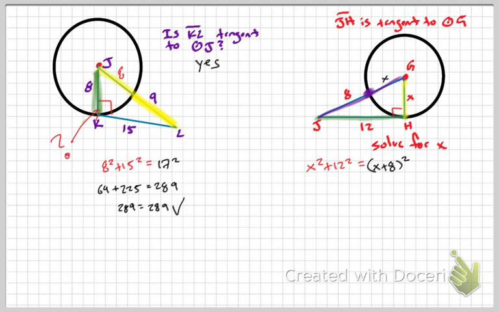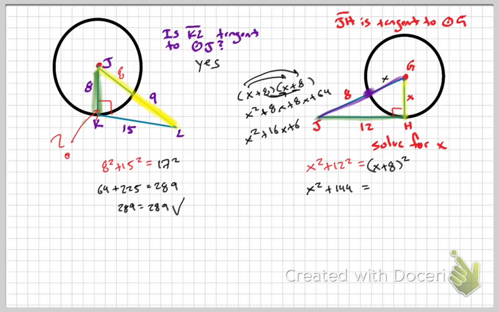So let's do some algebra. x squared plus 144 equals x plus 8 squared. Do not just do x squared plus 64. x plus 8 squared is x plus 8 times x plus 8. So what happens here is we have to do FOIL. x times x is x squared. x times 8 is 8x. 8 times x is 8x. 8 times 8 is 64. Combine like terms, x squared plus 16x plus 64. So that is what goes in when you square x plus 8.